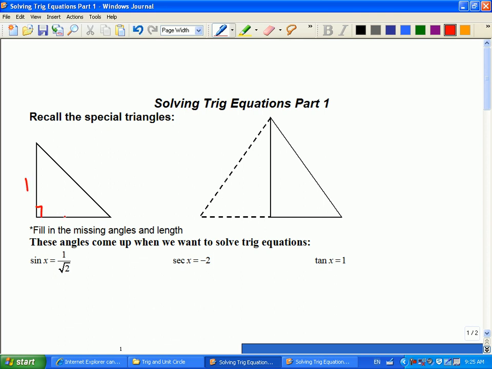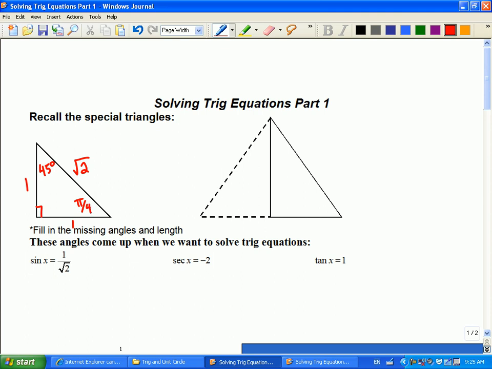This is the isosceles one of length 1. That means I can use Pythagoras to get the hypotenuse of root 2. Does anybody remember what the angles are in there? Yeah, 45 degrees and pi over 4. So I'll just split it like this.